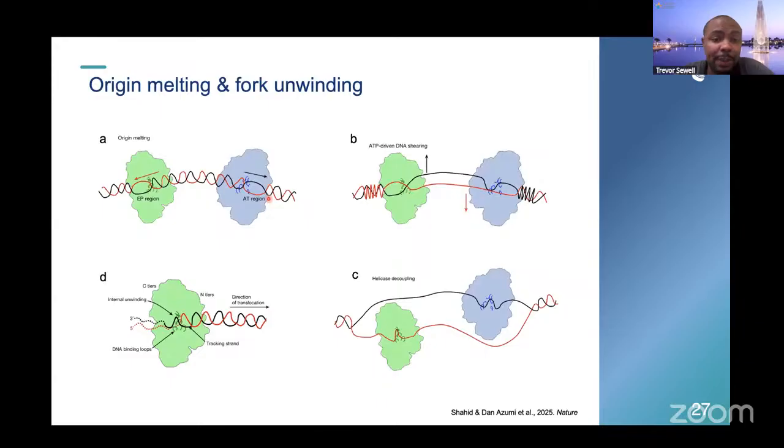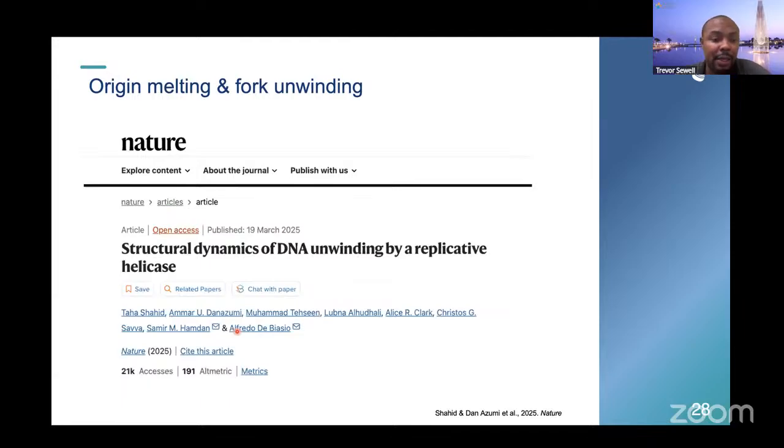And from this, we propose a complete model for melting and unwinding in this cartoon, where melting starts from local melting in the helicase channel from two ends, and then somehow the ATP-driven hydrolysis triggers the shearing of the DNA, and the helicase is decoupled and translocates using the same staircase rearrangement during ATP hydrolysis. And together with Taha, we published a joint first author paper in Nature in 2025.